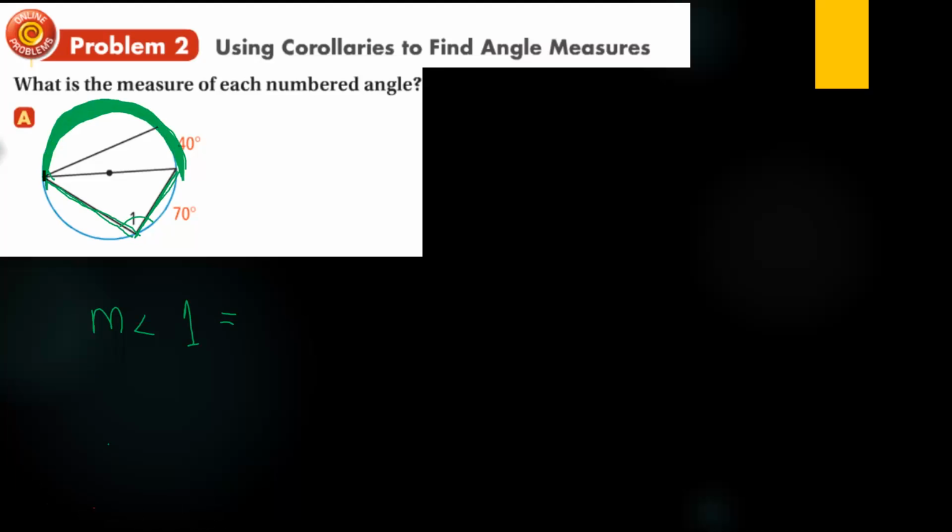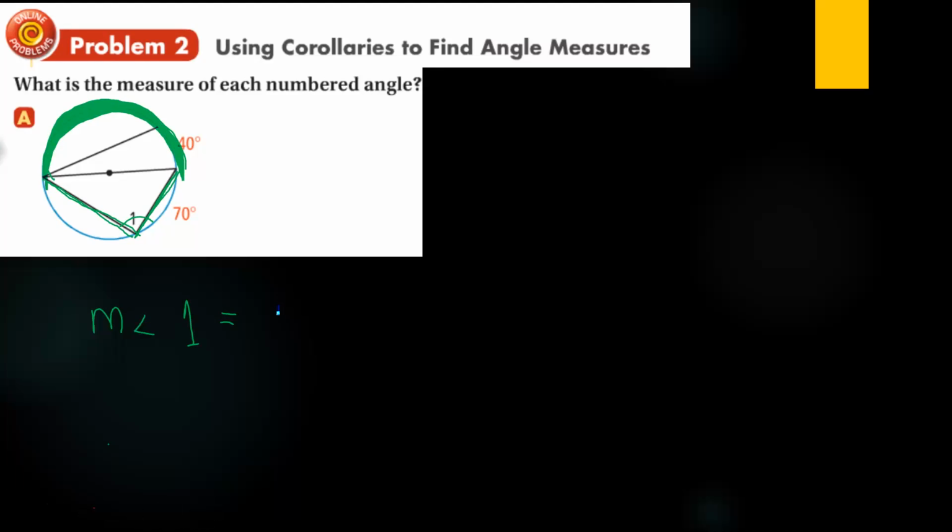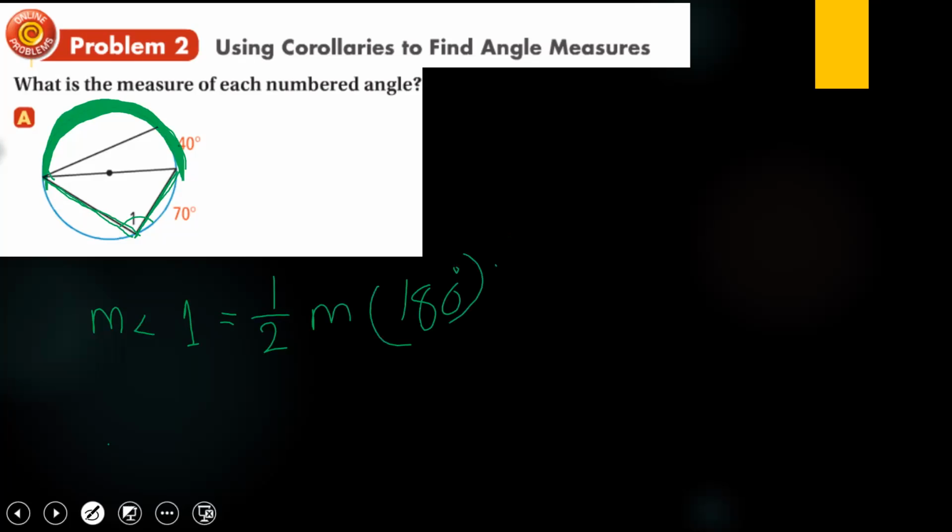Yeah, and 40 plus x equals 180. Now, what is the measure of this green arc? 180. Yeah. The angle is half the measure of the 180, because 180 is a semicircle. So the measure of angle 1 is 90 degrees. This is how we find the measure of angle 1.